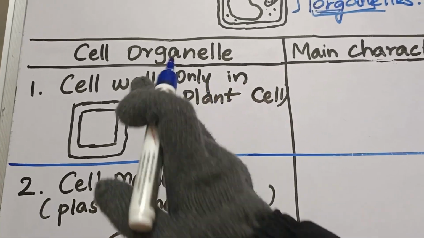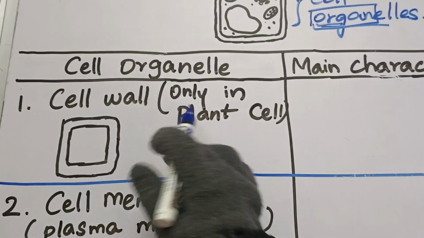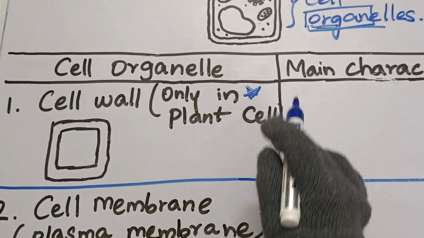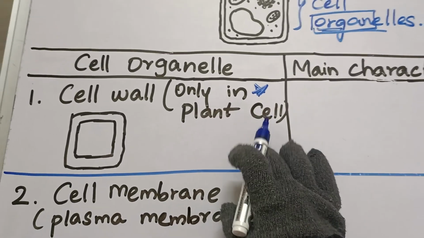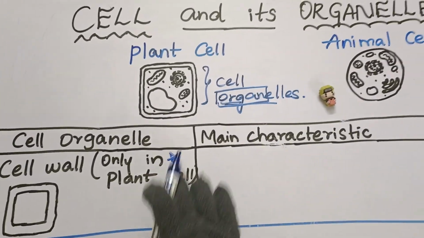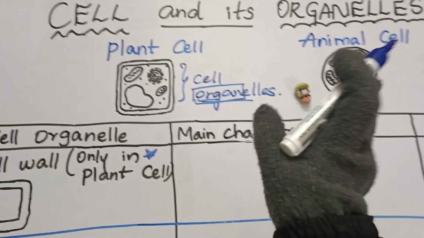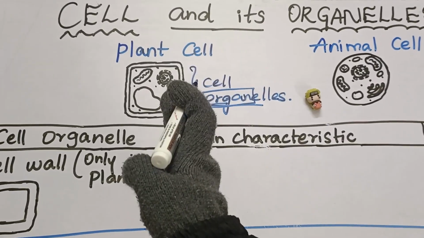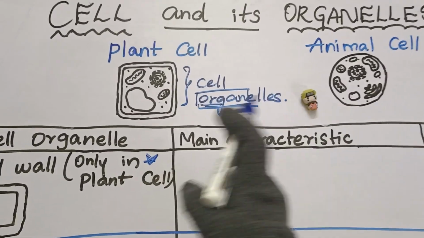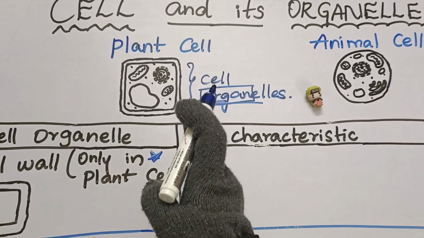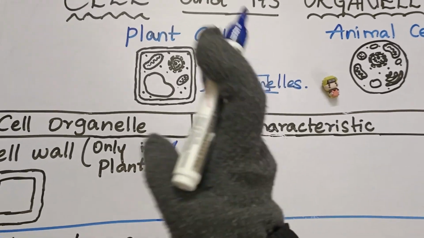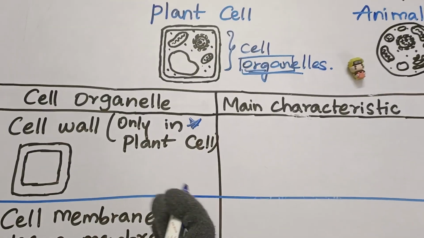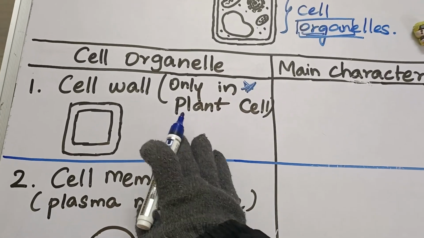The first one is the cell wall. This cell wall is present only in the plant cell but absent in the animal cell. Before I talk about this, let's understand that in types of cells, we are broadly talking about plant cell and animal cell. I hope you can clearly see the difference in the pictures drawn. What is our exact difference? We are going to learn here. So first one, cell wall.